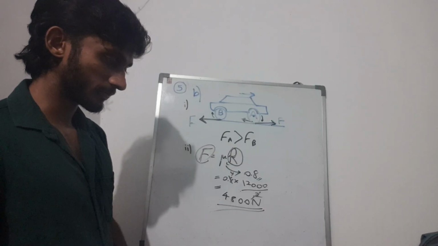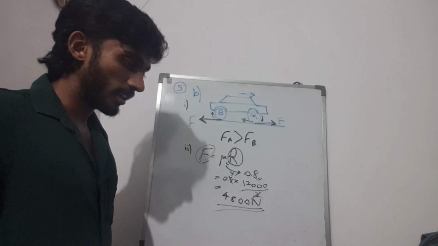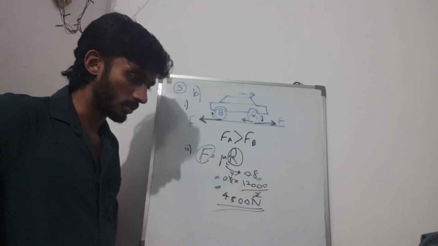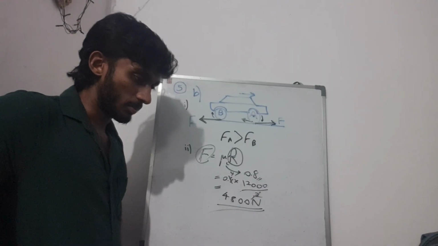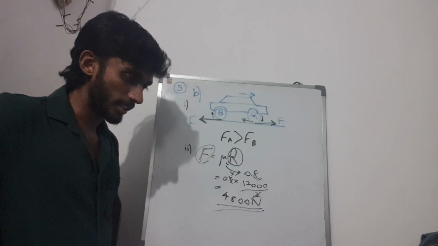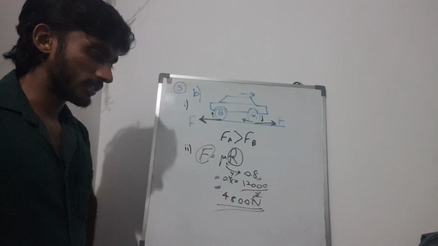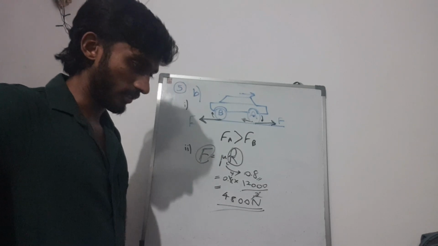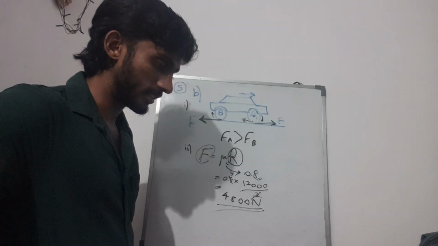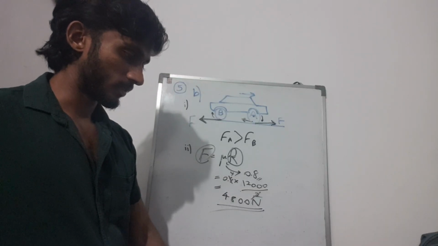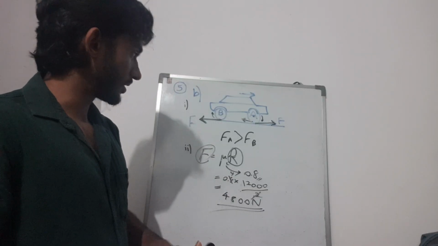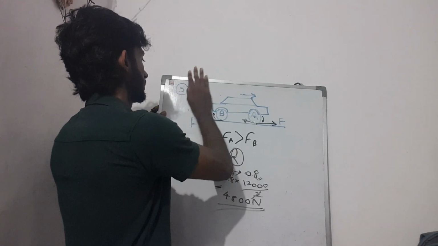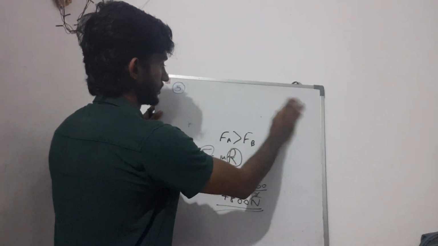When the car is moving at a uniform velocity of 72 km per hour on the horizontal straight road, the total resistance against the motion is 520. Find the power of the car at that velocity. You know power equals force into velocity.